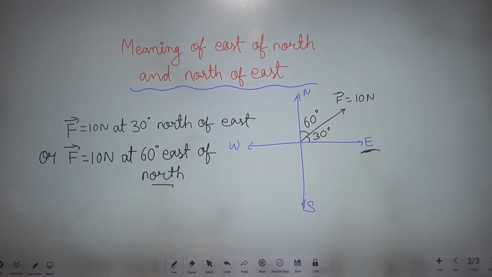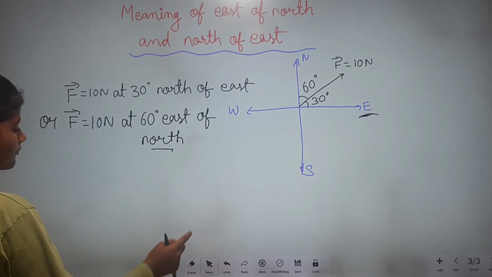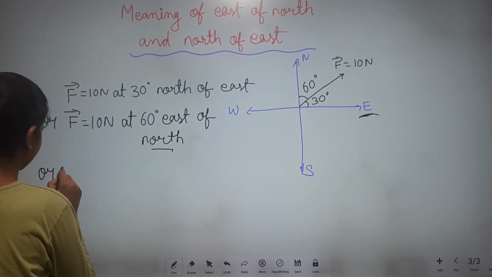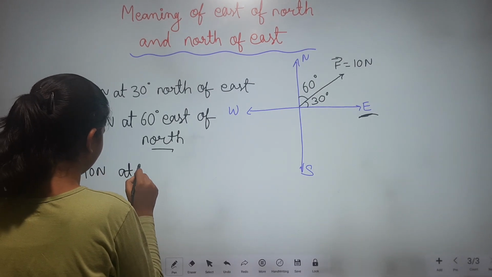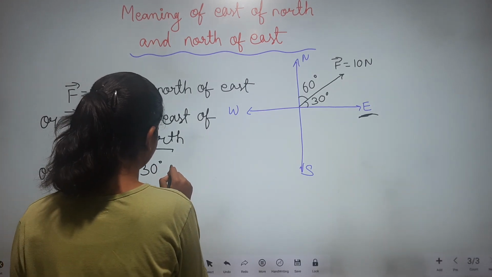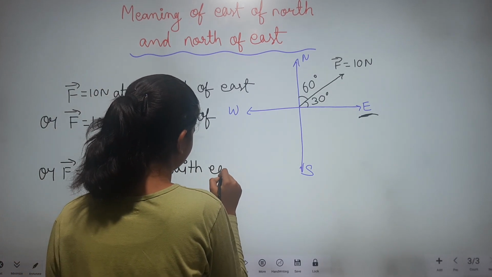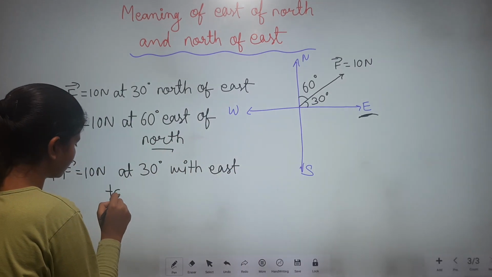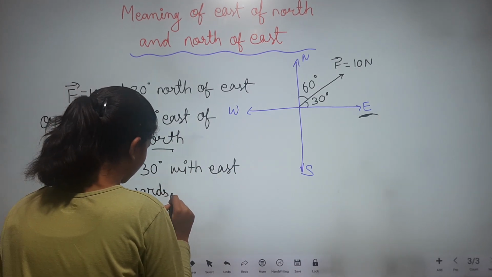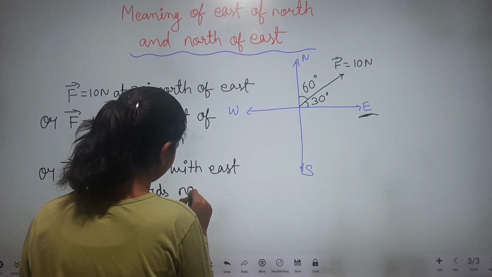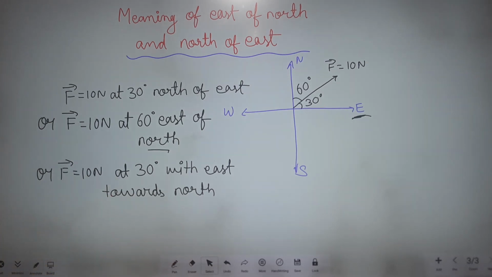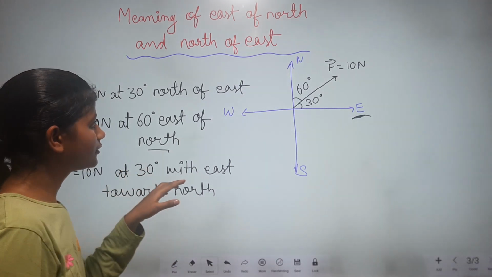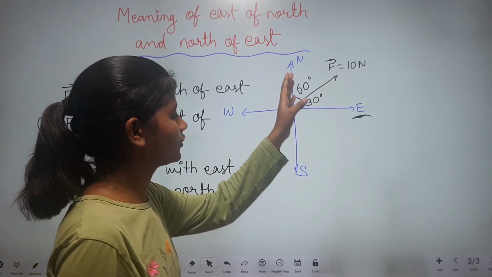Or we can write force is equal to 10 Newton at 30 degree with east towards north. Or we can also write force is equal to 10 Newton at 30 degree with east toward north.